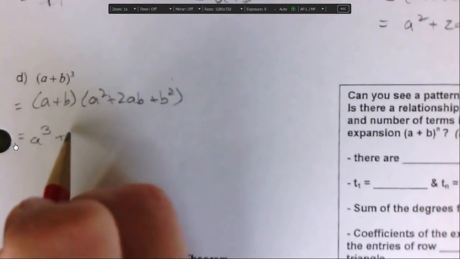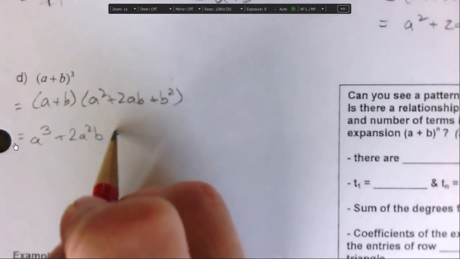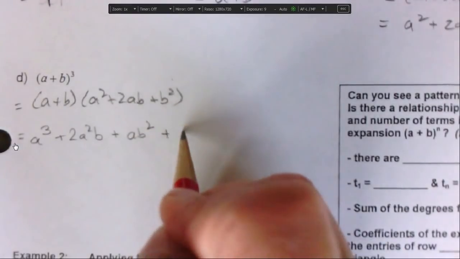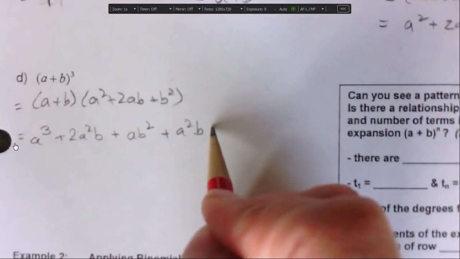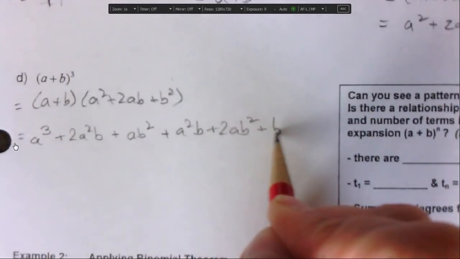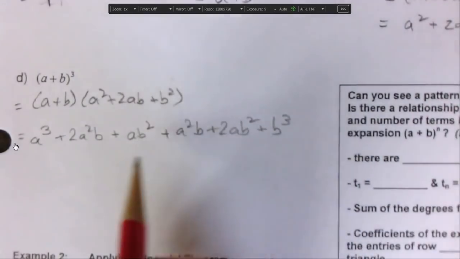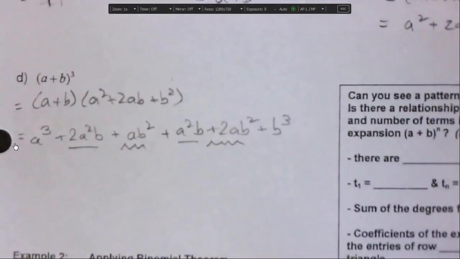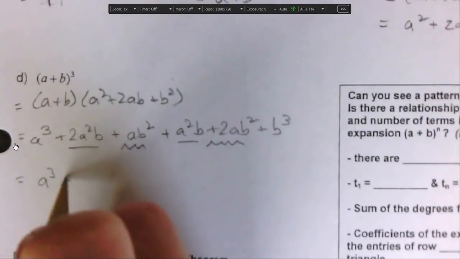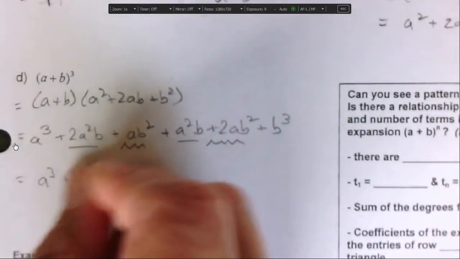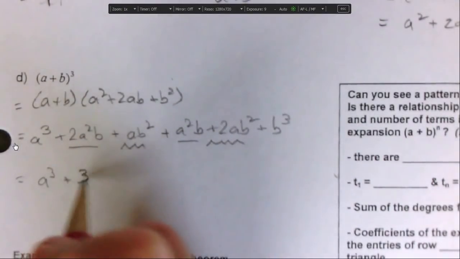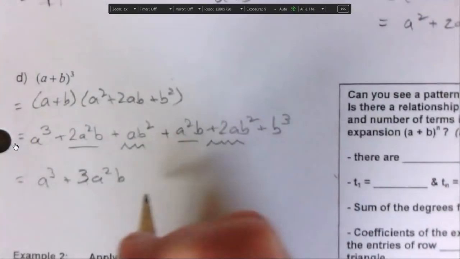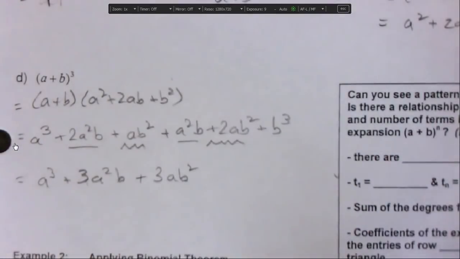So let's go. A times a squared is a cubed plus 2a squared b plus ab squared plus a squared b plus 2ab squared plus b cubed. And let's collect the like terms. So we got 1 here and 1 here, we got 1 here and 1 here. And that gives us a cubed plus 3a squared b plus 3ab squared plus b cubed.